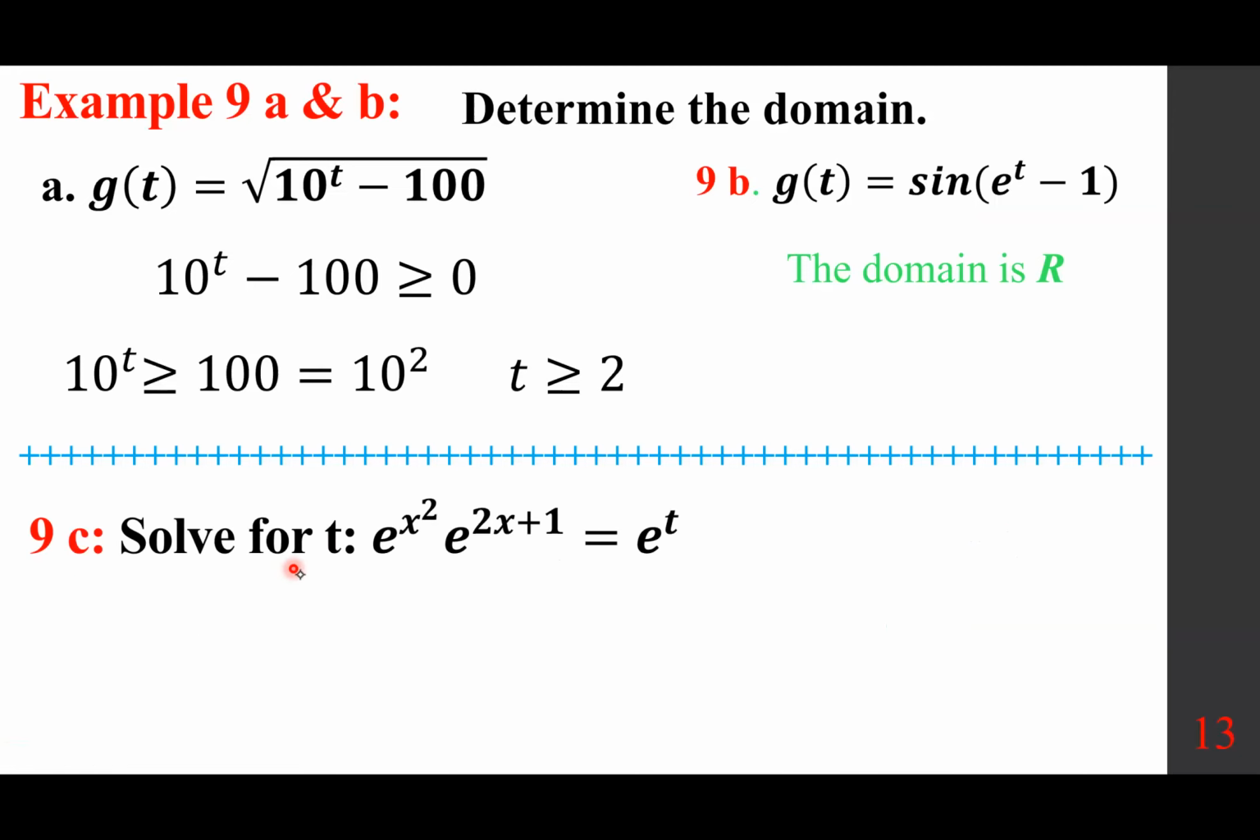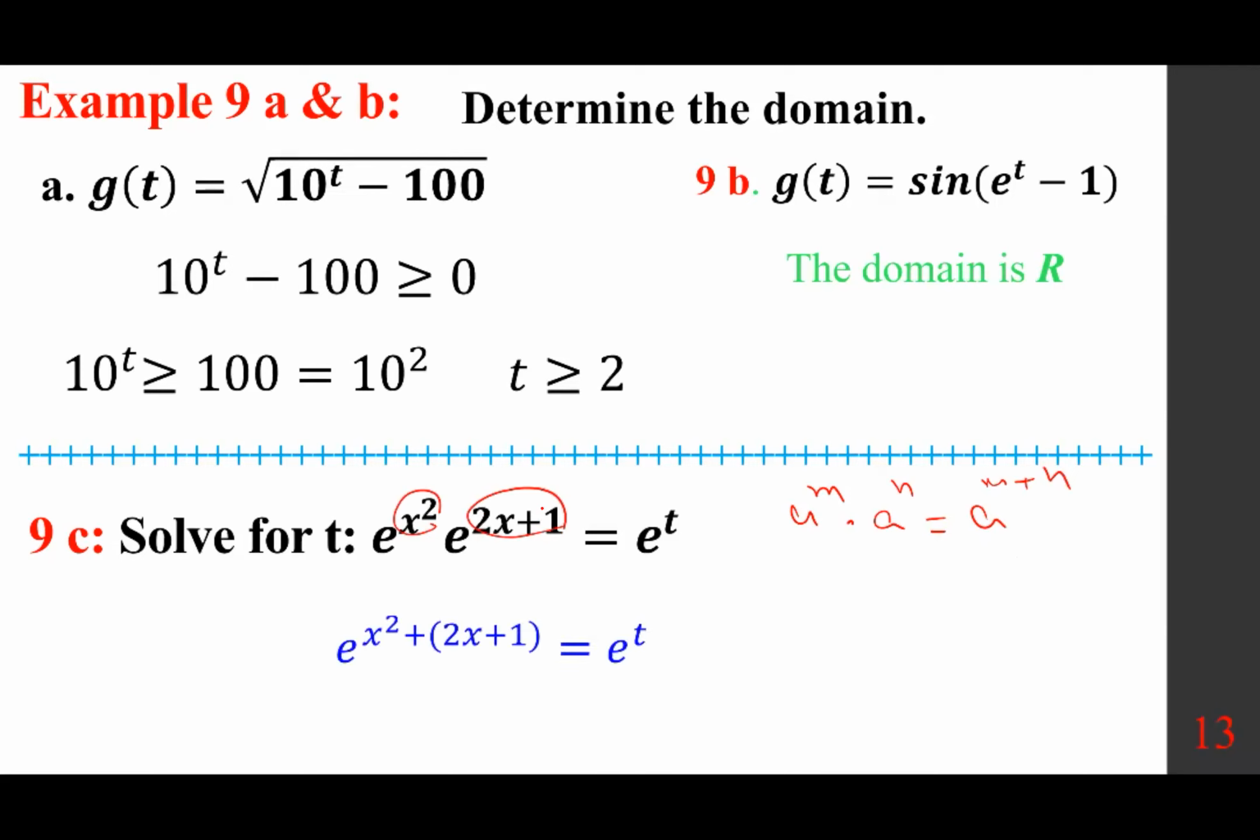What do we do here? We want to solve for t. To do that, look at the left side: e to the power of x squared times e to the power of 2x plus 1 equals e to the power of t. The left side we can combine into e to some power. Again, a to the power of m times a to the power of n is a to the power of m plus n. So add these two exponents for the left side according to that rule. And so this exponent must be the same as this exponent, and we are done.